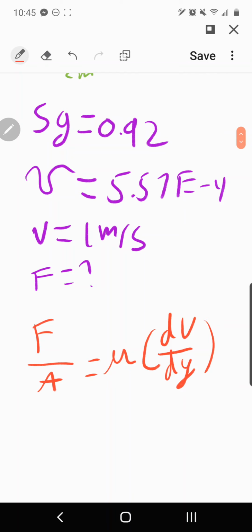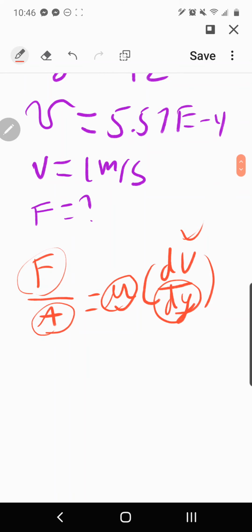So with this being said, what information do we currently have? We're good on the velocity. Change in velocity is going to be 1 meter per second. Our change in y, we don't necessarily have that yet, so we'll have to find that. We don't have this either. We need to find this, this, and this, so then we can use this equation to find the force. So let's see what we can find first. Let's go for our kinematic viscosity, convert it to our dynamic.